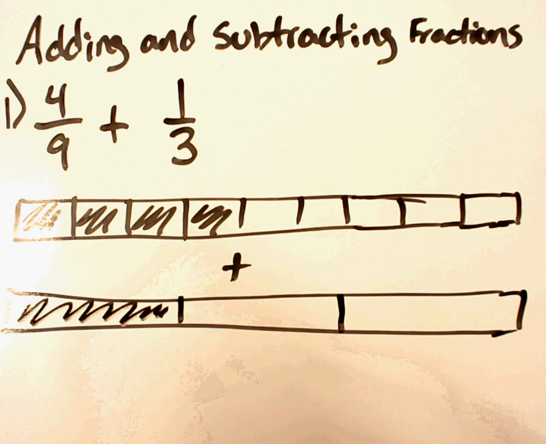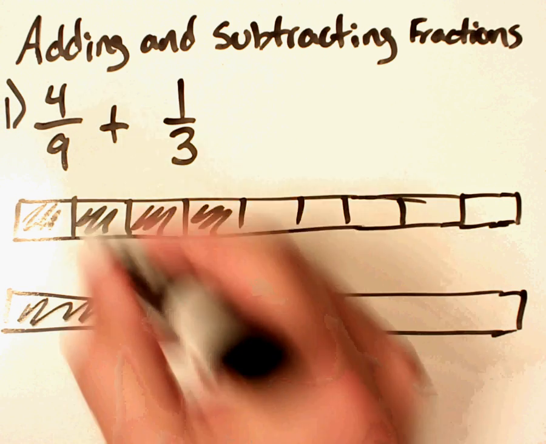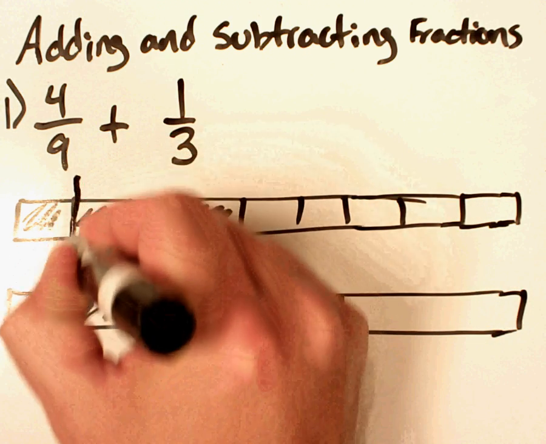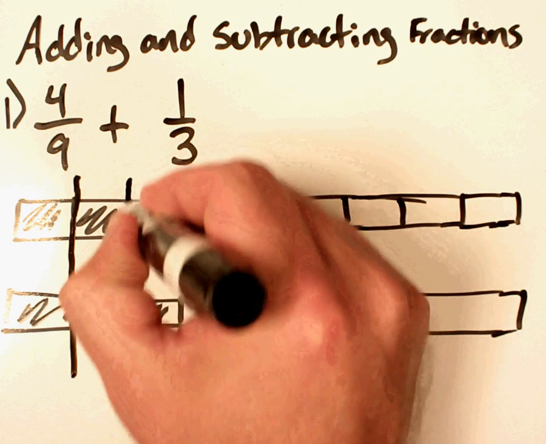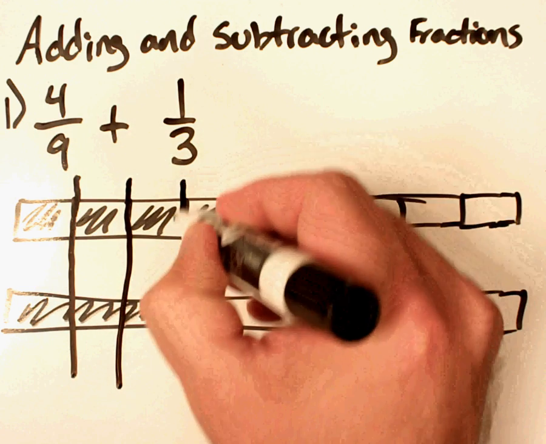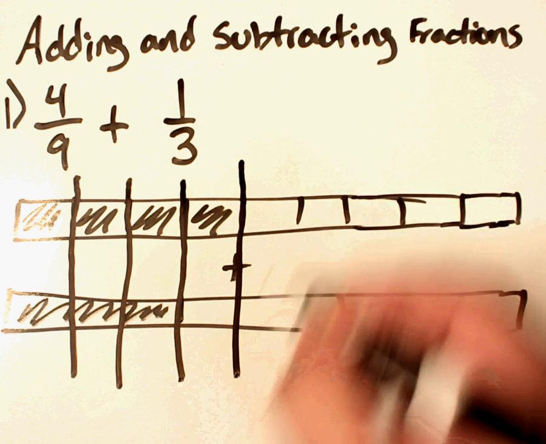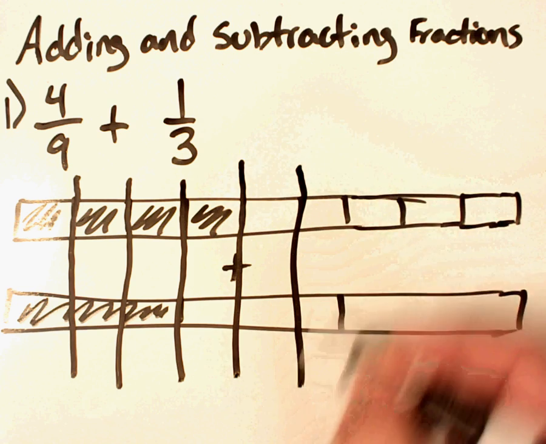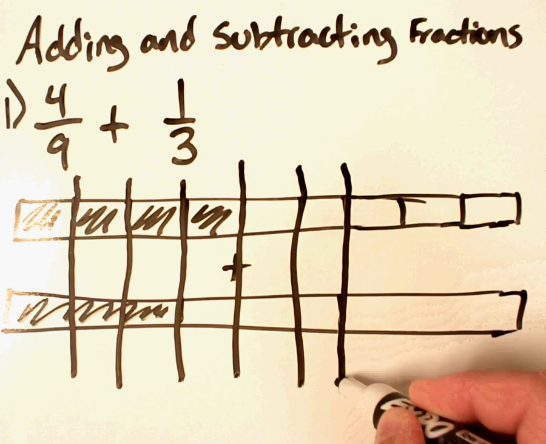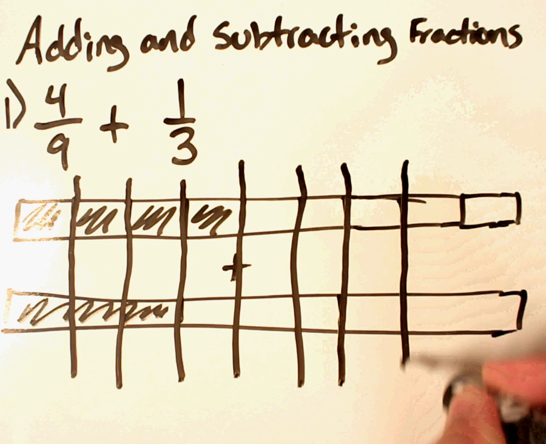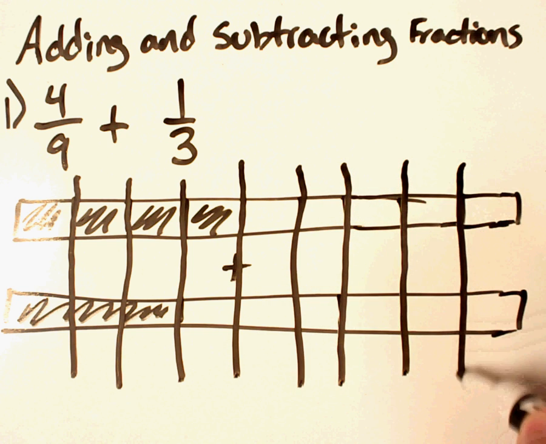1/3. All right, so when I'm doing this with a picture model, what I'm able to do is I'm just going to draw lines down to change my 1/3 fraction to have a denominator of 9. Because remember, I cannot add this until my denominators are the same, until I have a common denominator.